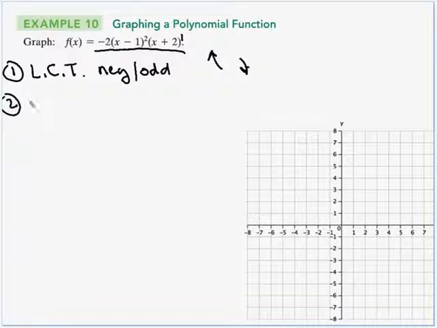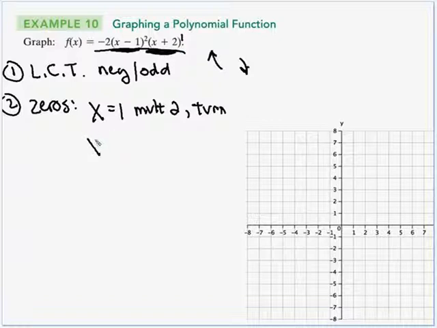2. Zeros. Again, they did give them to us nicely factored. So here, x minus 1 equals 0 at x is 1. And that is multiplicity 2. And that means we're going to turn around. Here is another zero. x plus 2 equals 0. So we'd subtract 2 from each side and get x is negative 2. That is multiplicity 1. So we're going to cross.